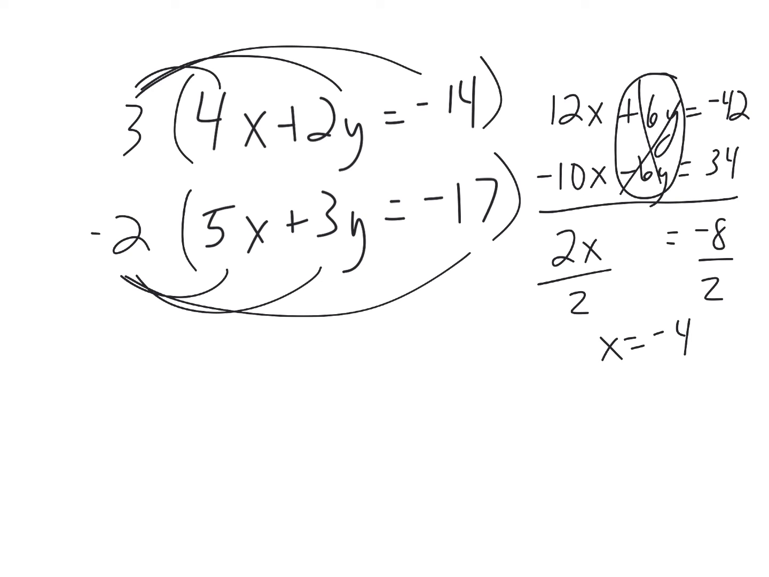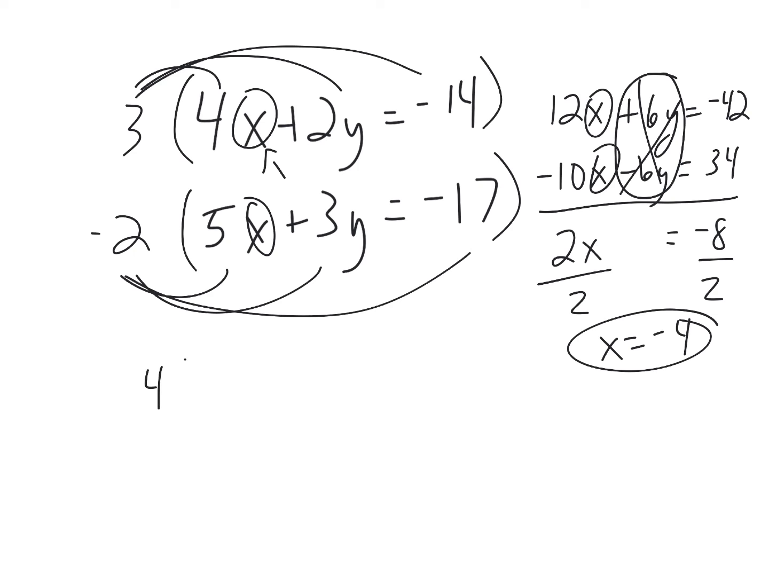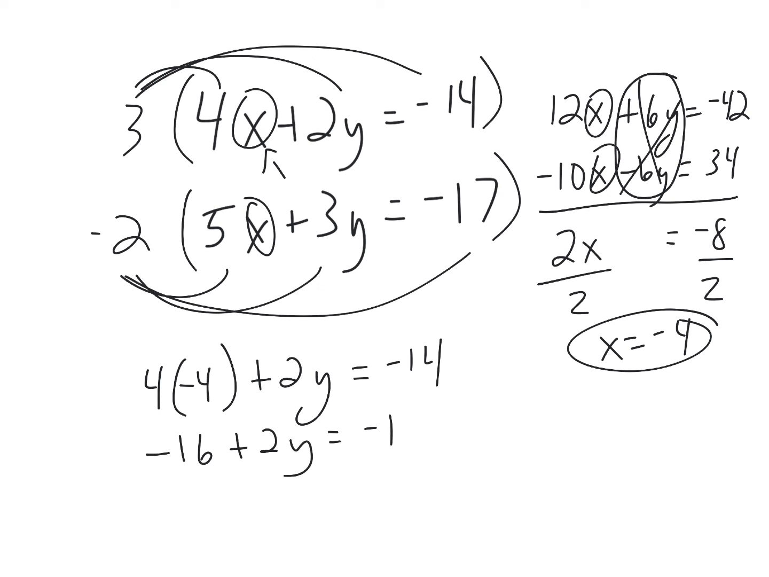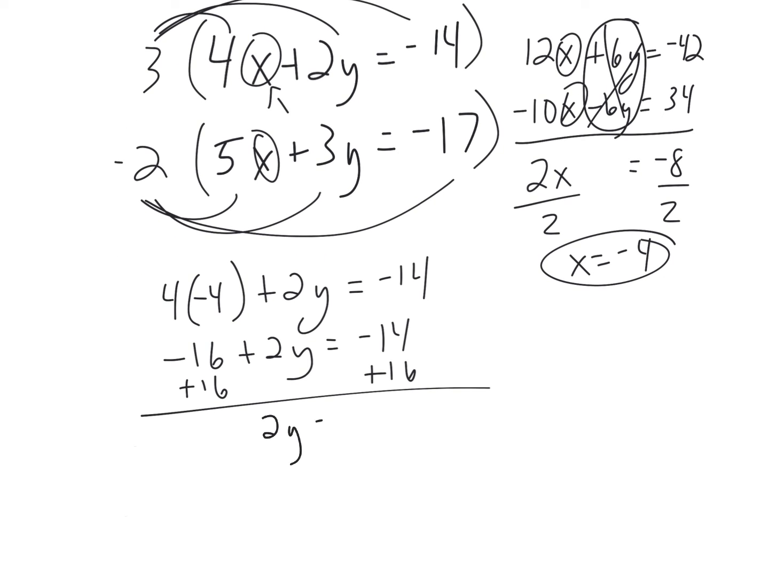So now I can go back to any one of these equations and put it in for x. I'm going to put this value in here. So I'm going to rewrite that top equation. It's -4 plus 2y equals -14. Okay, I just rewrote the top equation, so I got -16 plus 2y is -14. Now if I add my 16 over, that gives me 2y equals 2. So then y is going to be 1, right, if I divide by 2? So my answer is -4, 1.